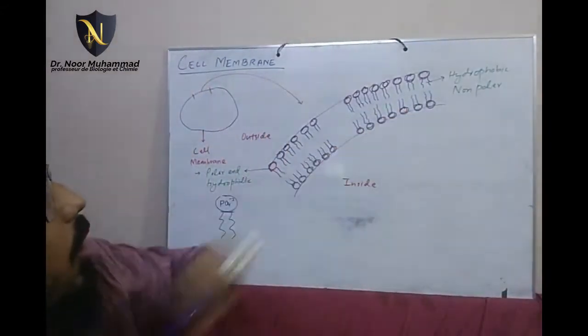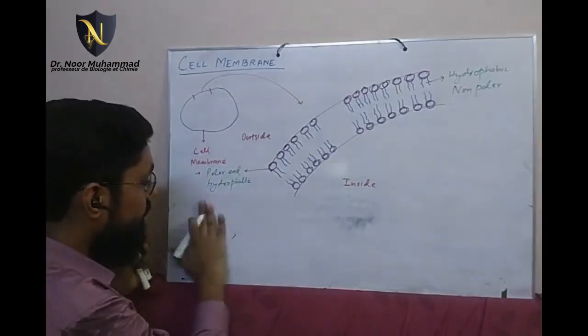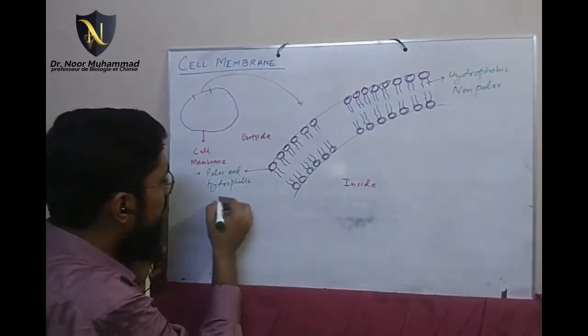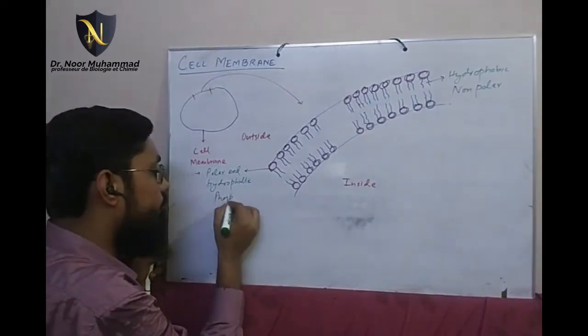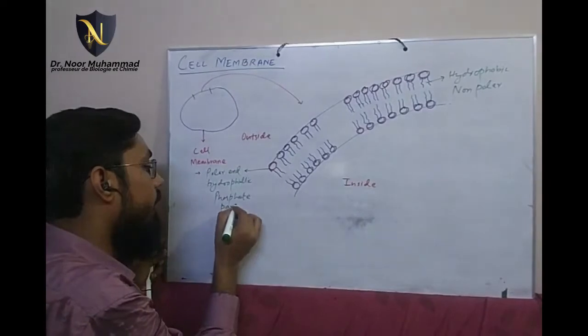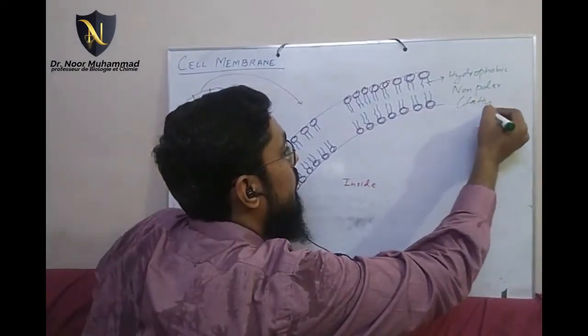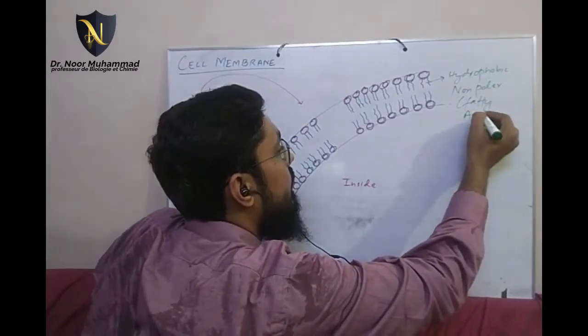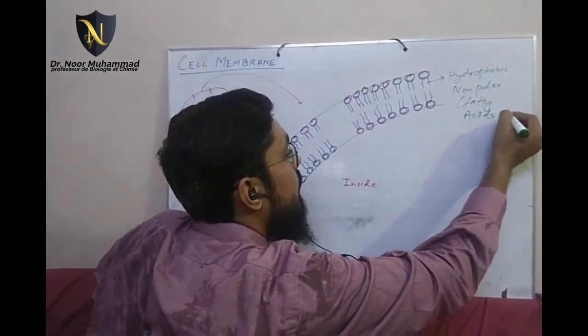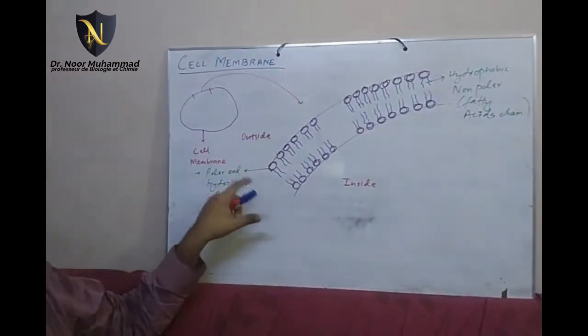Hydrophobic or non-polar end. So these are fatty, and this is made up of the phosphate part, and that is made up of fatty acids chain. ठीक है जी? तो ये fatty acid chains है.